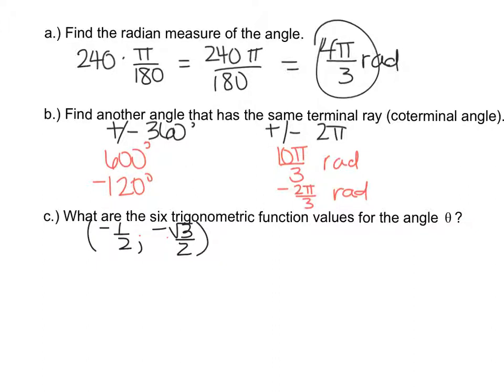So remember, the x and y coordinate give us sine and cosine. So right off the bat, we know that sine of theta, which is our y value, is negative square root 3 over 2, and cosine of theta is our x value, negative 1/2.